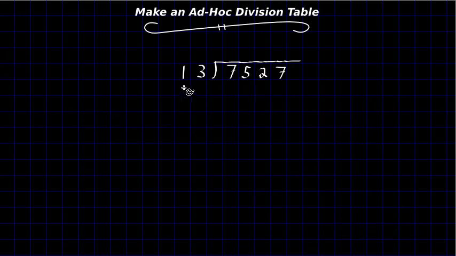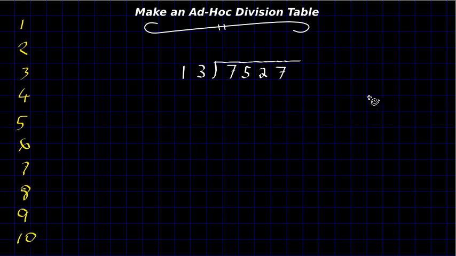Suppose we have the following long division problem. I suggest the first thing you should do is make yourself a division table. You've probably heard of a multiplication table. A division table looks pretty much the same. So let's start by doing this. We're going to do 1, 2, 3, 4, 5, 6, 7, 8, 9, 10. That's all very quick and easy to do. And now we can write down the corresponding multiples of 13.